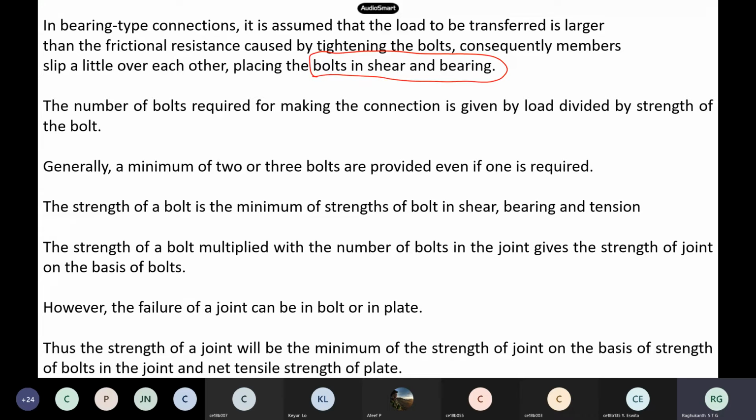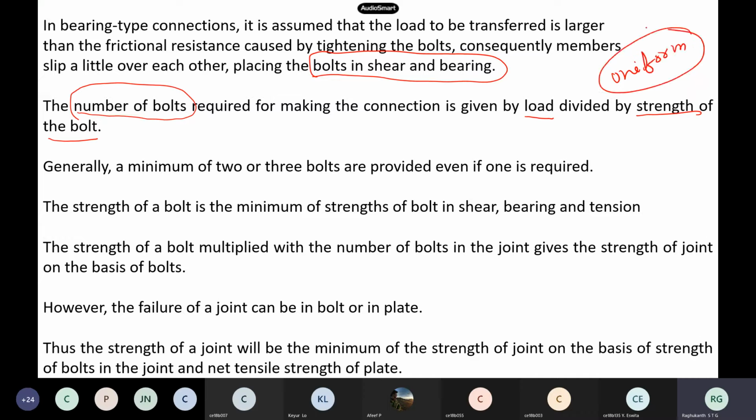And of course, as already I told you, whenever you are having any connection, first of all you have to find out the strength of each and every bolt, and then multiply by the number of bolts to get the total load. So the total load transferred is the strength of each bolt multiplied by the total number of bolts. That gives you the strength of the bolted connection. If you want to find the strength of individual bolts, if the load is 100 and you have 10 bolts, each bolt should carry 100 by 10. So uniform, this is our assumption in design.